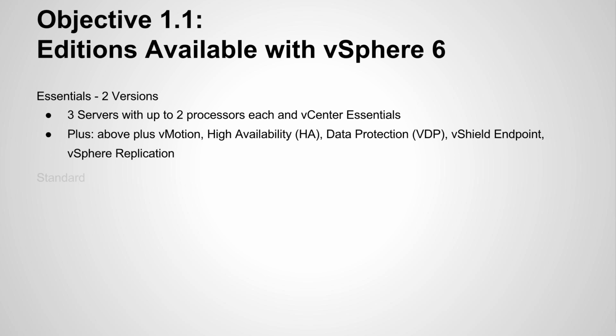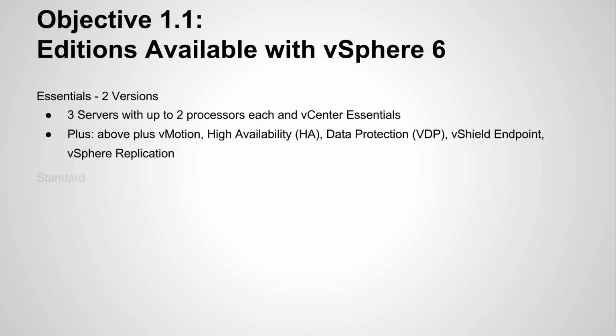Then the Essentials Plus kit is going to take it a couple steps further, and it's going to allow for features such as vMotion, which is live migrations from host to host, and HA, or high availability, which is the monitoring of ESXi hosts and guest OSs at the cluster level to determine failures, thus restarting VMs when necessary.